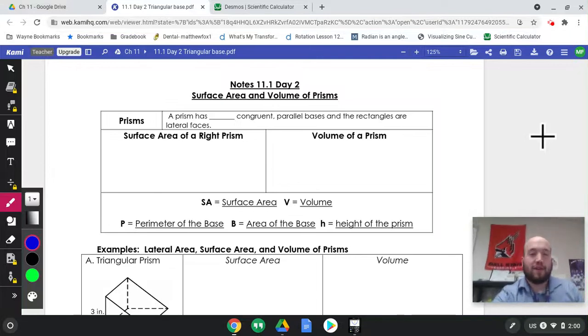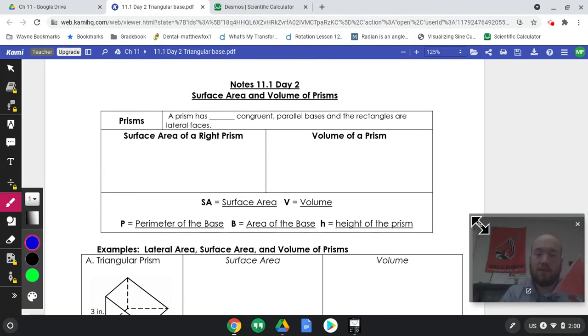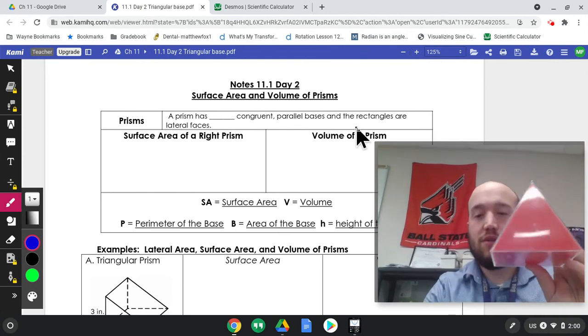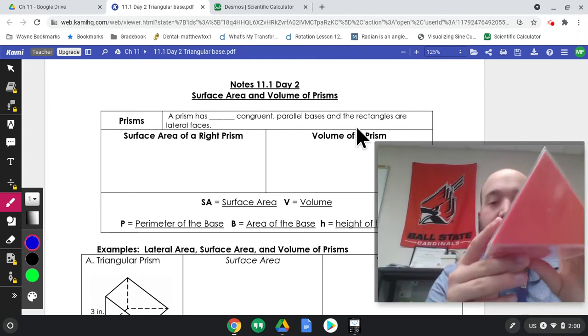All right, welcome back. And today we're going to continue with prisms. Today, instead of rectangular prisms, we're going to look at this triangular prism. So the base, as you can see down here, is here. I'll make this bigger so you can see it. But the base is a triangle.